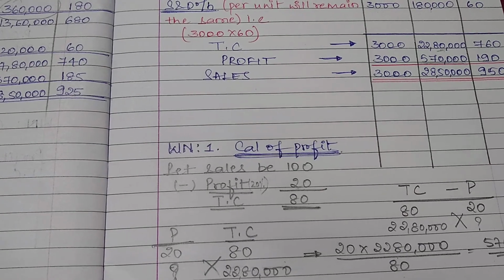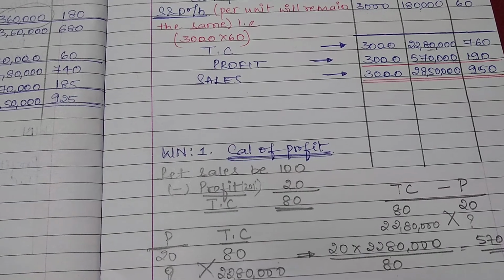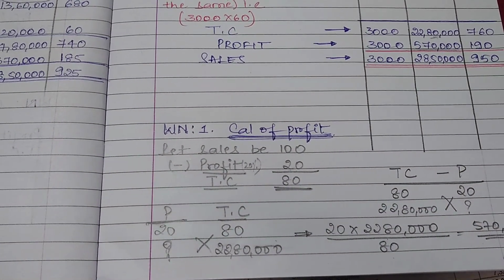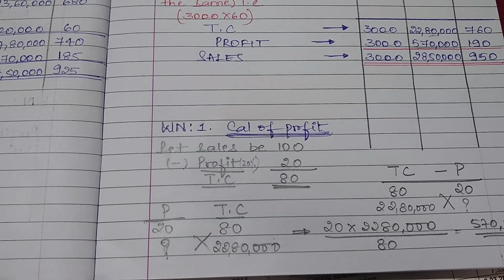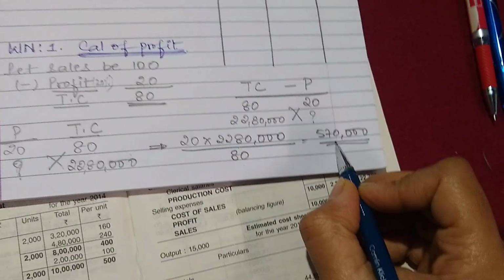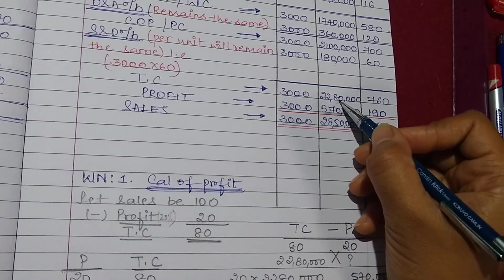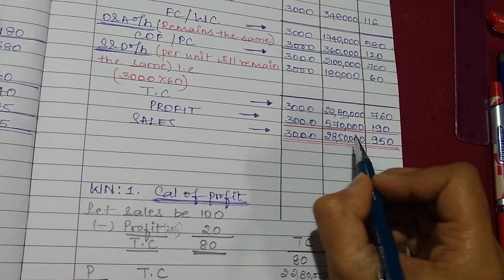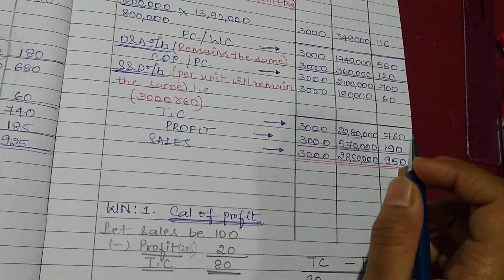Then your profit is 20% on 100, which is 20. Then your total cost is 80. When the total cost is 80, your profit is 20. When the total cost is 22,80,000, then the profit is question mark. You will cross multiply and have the answer 5,70,000. How will you verify it is correct? You add it to your total cost, you will have your sales. On this sales, when you take 20%, you should have 5,70,000, which should match. That is how you will verify.